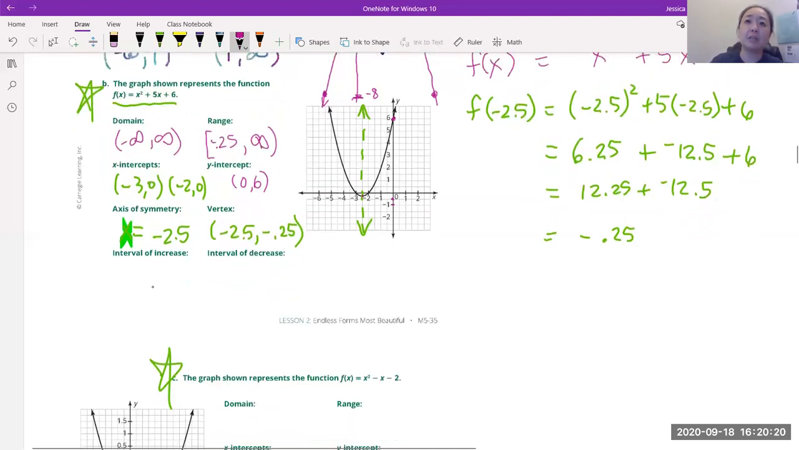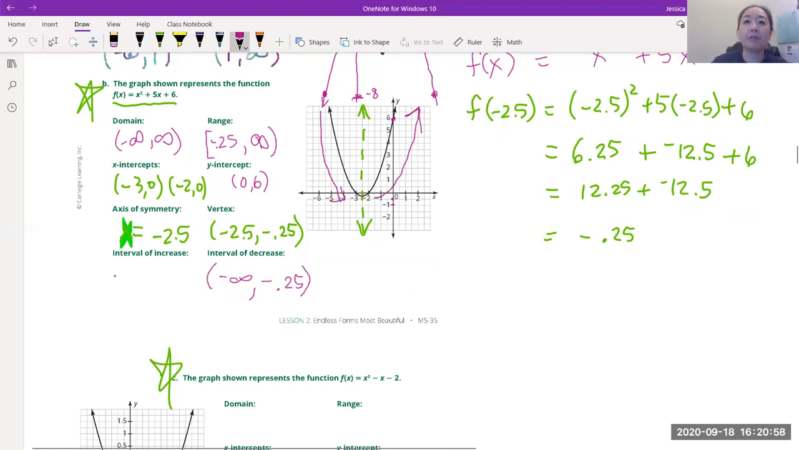Interval of increase, right? Remember, we're going down first, and then we're going up. So let me do the down first. So the interval of decrease, remember, we're looking at just the x's. So it's -infinity all the way to the axis, because that's where the turning point is going to be. Remember, it does not actually get to the turning point, because right there, it is neither decreasing nor increasing.